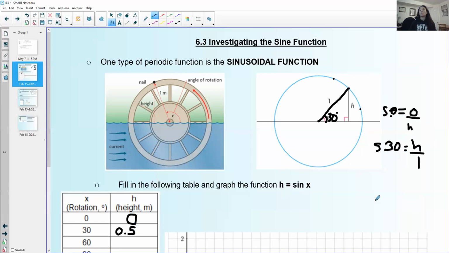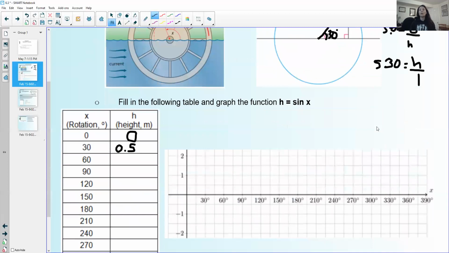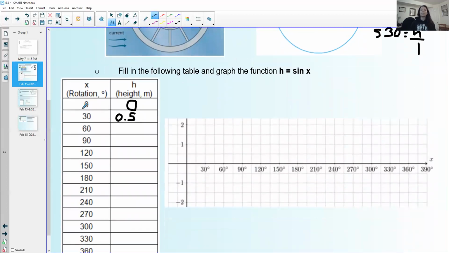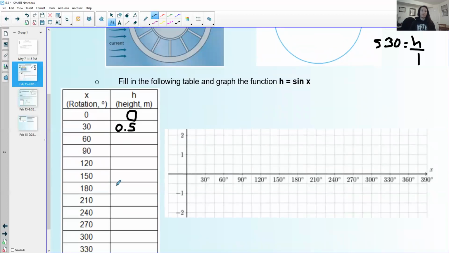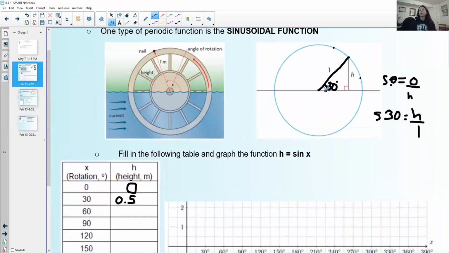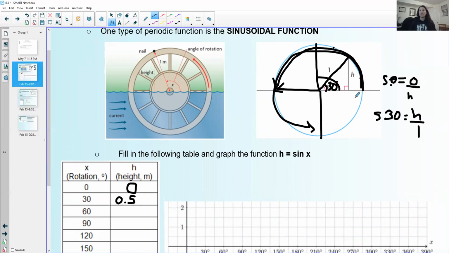In theory, what's happening is we are measuring the height of this nail as we go around. What I would like you to do is take your calculators and plug in the sine of each one of these degrees, because now we go all the way to 360 degrees. This is 30. If I go all the way up here, this would be 90 degrees. Going this way, from my starting point, that would be 180 degrees. 270 would be down at the bottom. You've traveled all the way around, and then 360 would be from here all the way around back to the starting point.